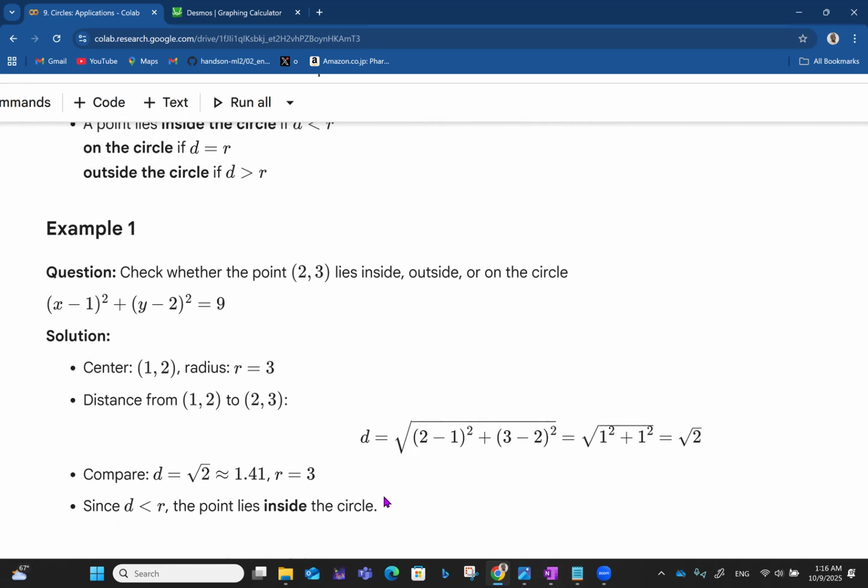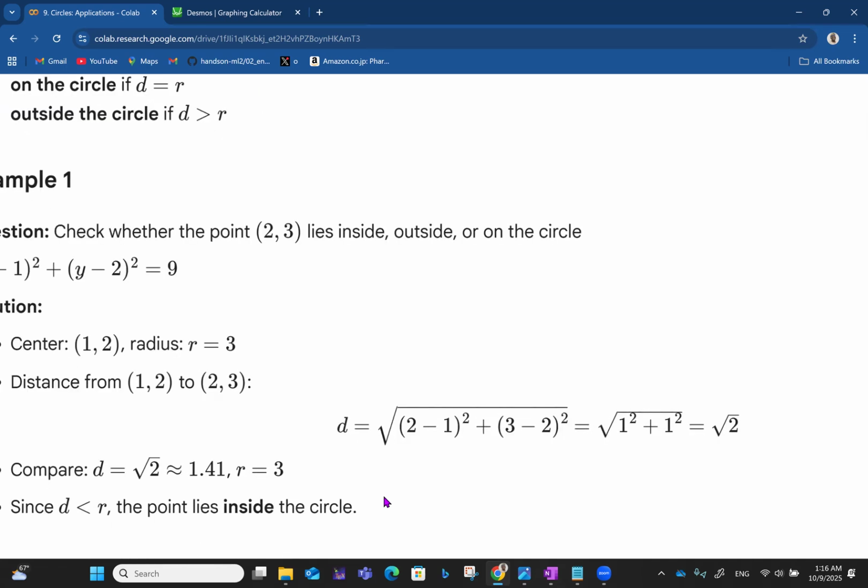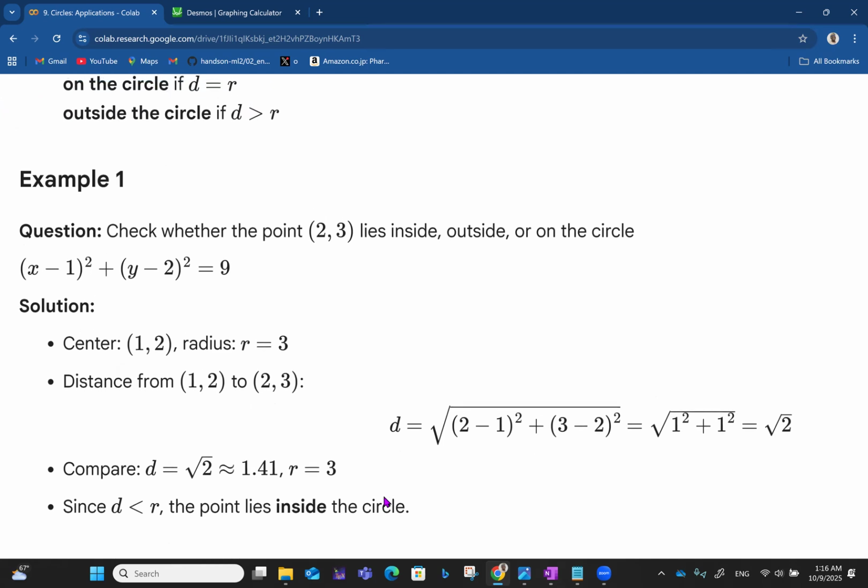So we take an example of that. The question is: check whether the point (2, 3) lies inside, outside, or on the circle (x minus 1) squared plus (y minus 2) squared equals 9. All you need to do is find the distance. The center of the circle is (1, 2), which we can read off directly. The radius is 3 because 9 is r squared, which means r is 3.